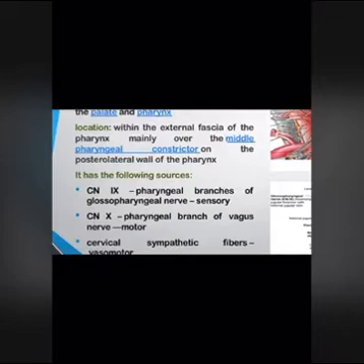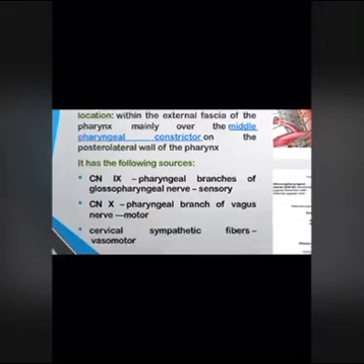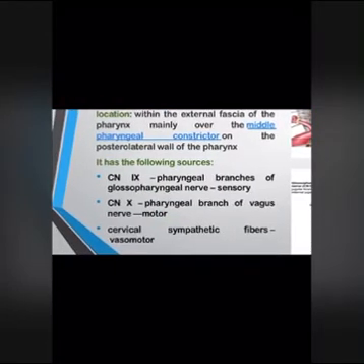The components of the pharyngeal plexus: the pharyngeal branch of the glossopharyngeal nerve, sensory; the pharyngeal branch of the vagus nerve, motor; and cervical sympathetic fibers, vasomotor.